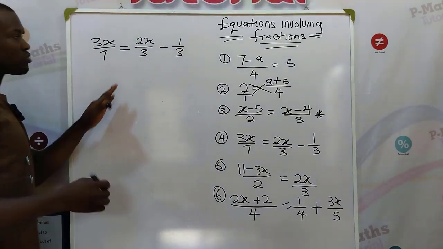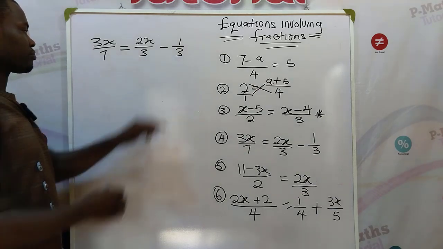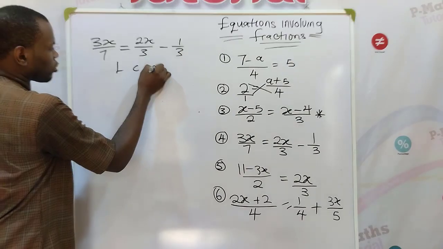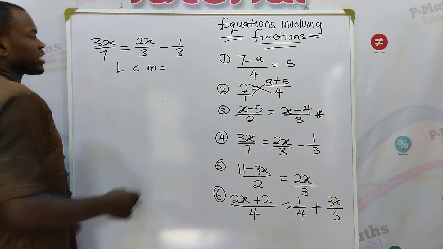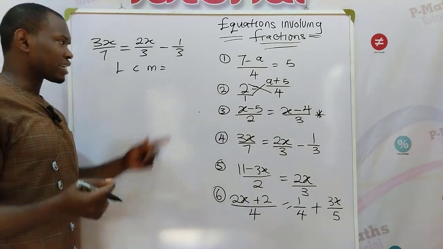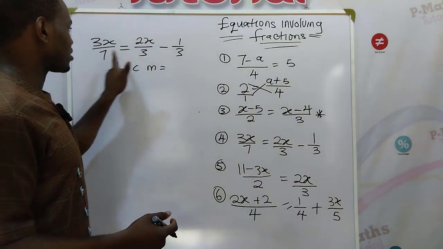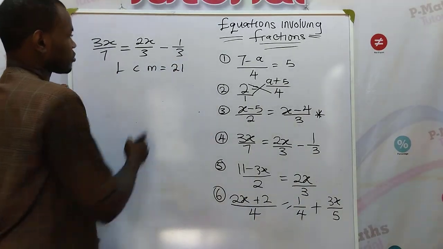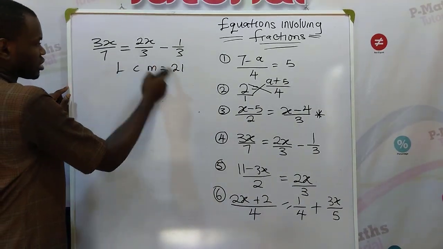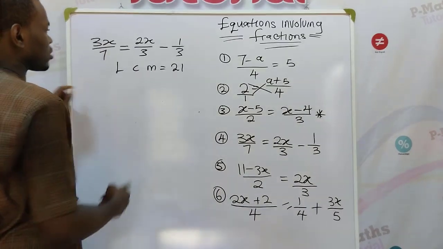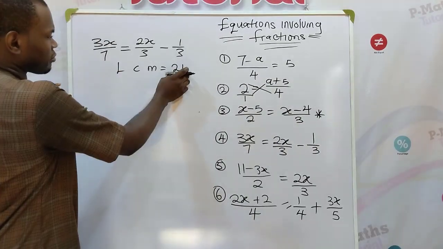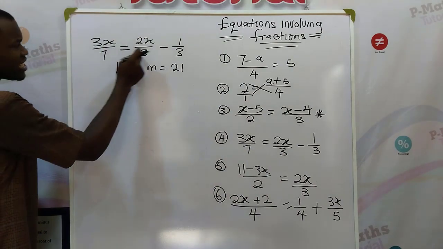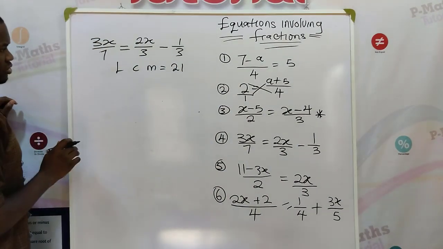All right, so what you need to do is to find your LCM. The LCM of denominators. That is, what number, the smallest number, can 3 divide, and 7 will also divide it. That should be 21. 3 can divide 21, 7 can divide 21. Now, when you have gotten the LCM, use that LCM and multiply each of the terms of this fraction.